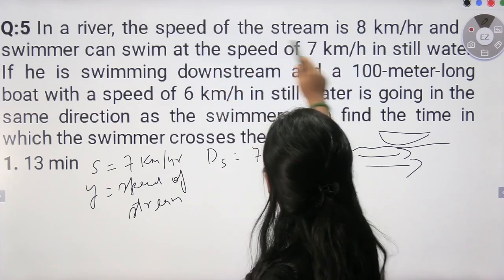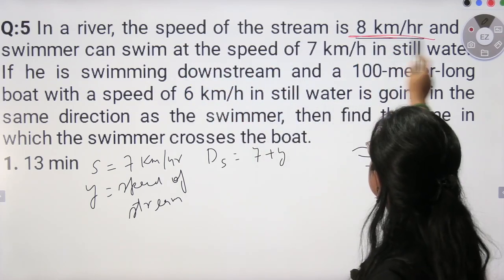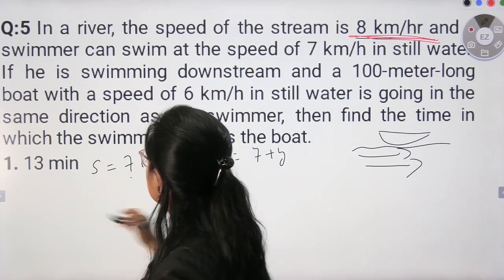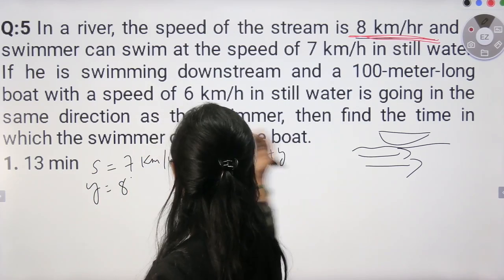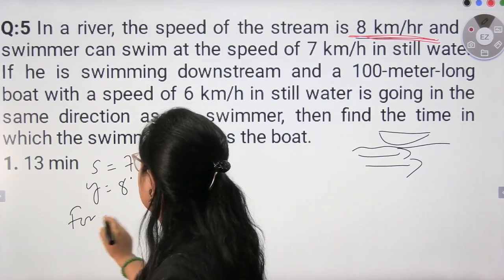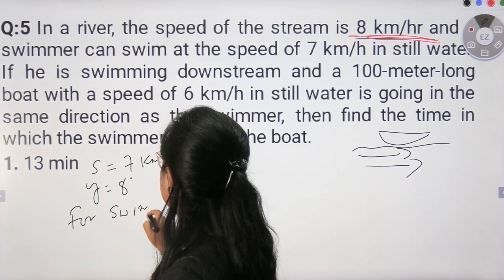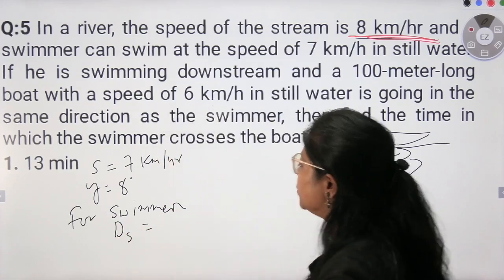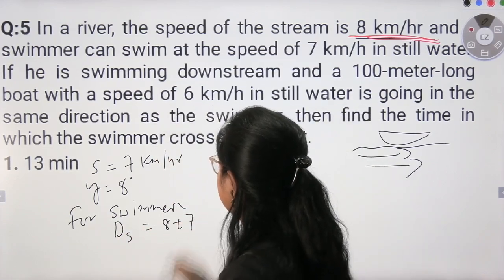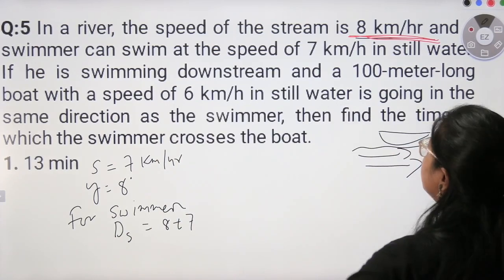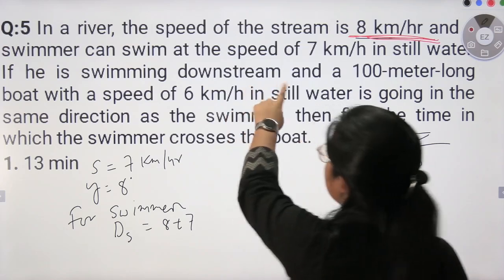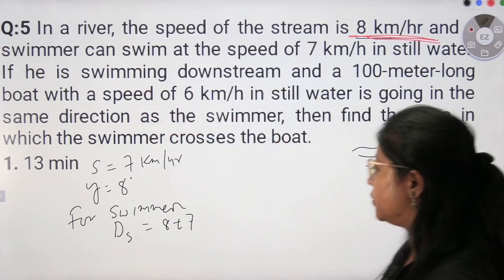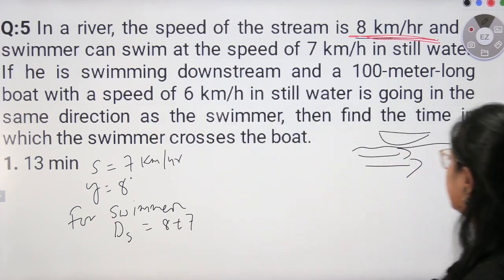In a river, the speed of the stream is given as 8 km per hour. So yes, y is 8. So for the swimmer, downstream speed will be 8 plus 7, because the speed of the stream is 8 km and the swimmer can swim at the speed of 7 km per hour. So for the swimmer, downstream speed is 8 plus 7.